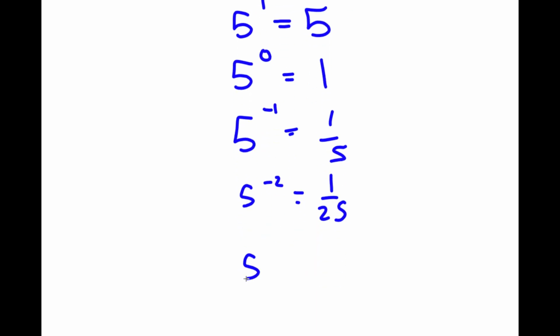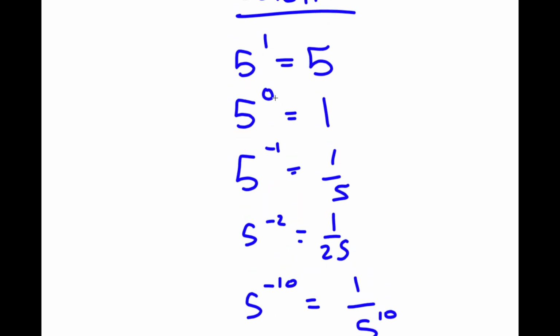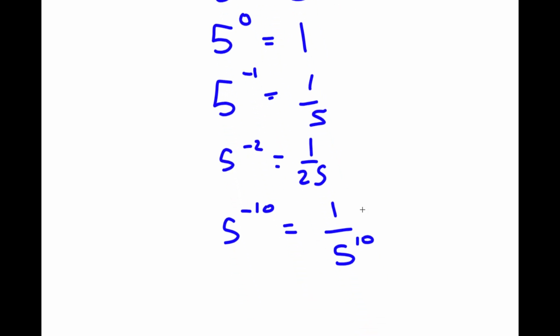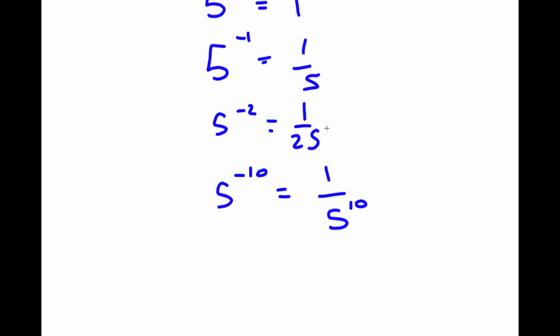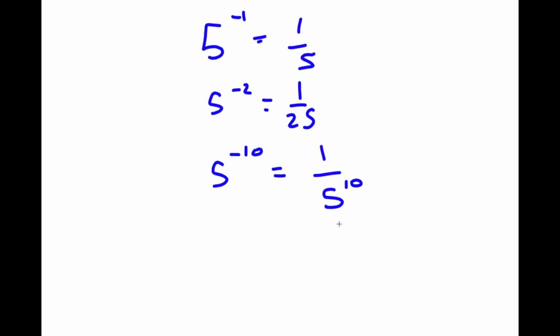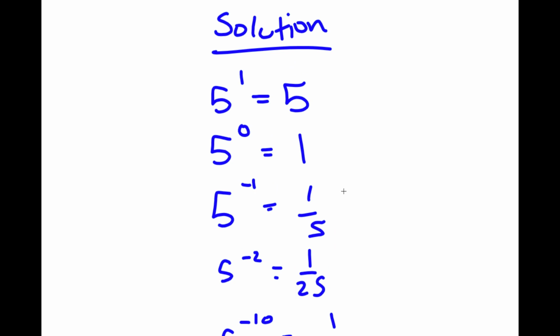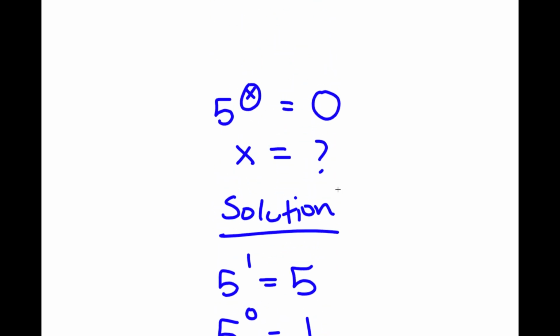Let's say I have 5 to the power of negative 10. This is going to be 1 over 5 to the power of 10. So you see, as the exponent keeps on decreasing and decreasing and decreasing, well, it's approaching 0, right? But will it ever reach 0? Well, let's see if we can even find a value of x that makes this equal to 0.